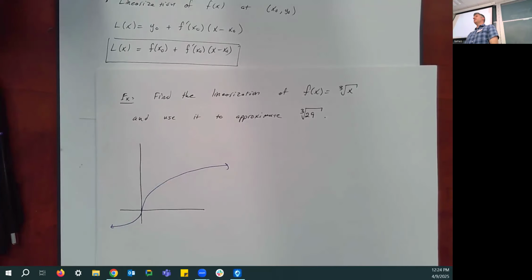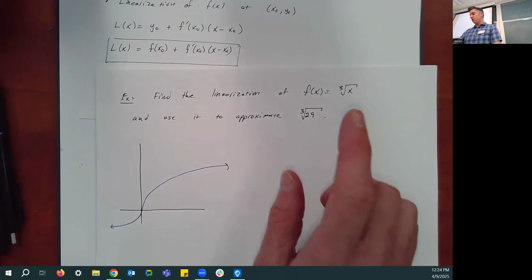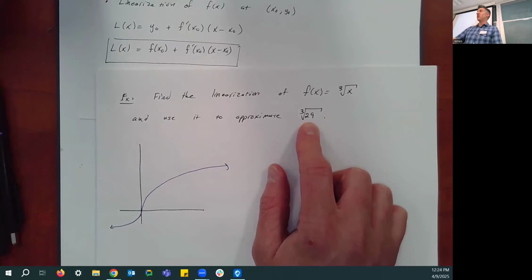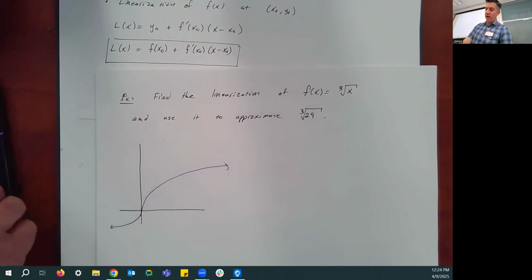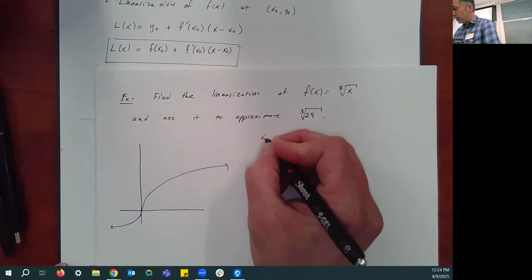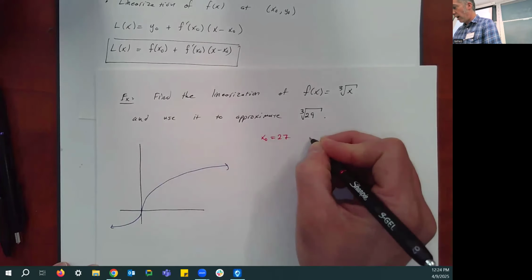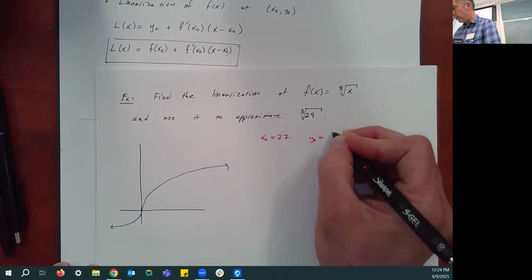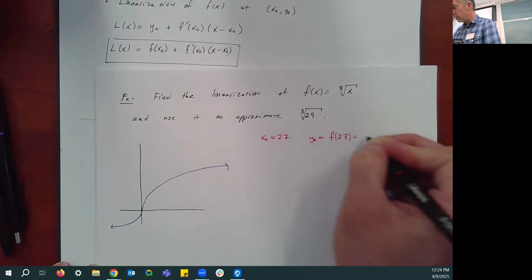I left out an important piece of information. Where are we doing the linearization? Well, we want to pick a nice value to plug into the function that's close to the value that we're trying to approximate. So what's a number that's close to 29 that's easy to take the cube root of? Right, 27. So our x naught value here is 27, and our y naught value is the cube root of 27, which is 3.